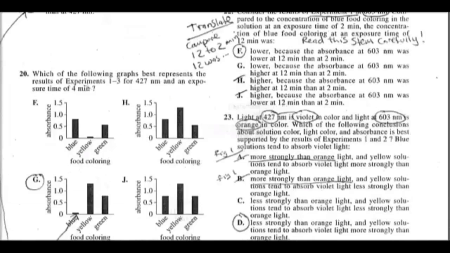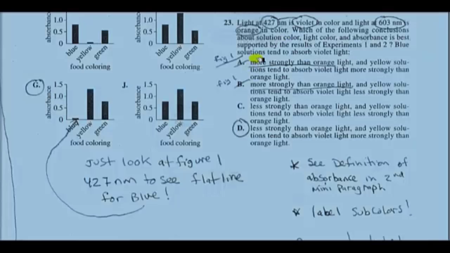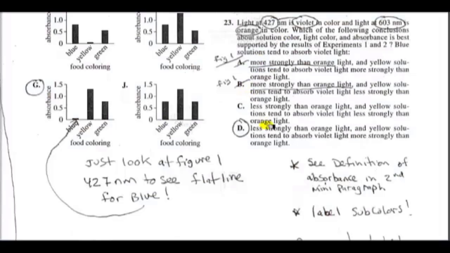Go back down to your answer choices. So, you know, blue is less than orange. So, it says, violet is less than orange. So that means answer choice A and B both can be crossed out because we saw that in Figure 1. Now, we're left with answer choice C and D.